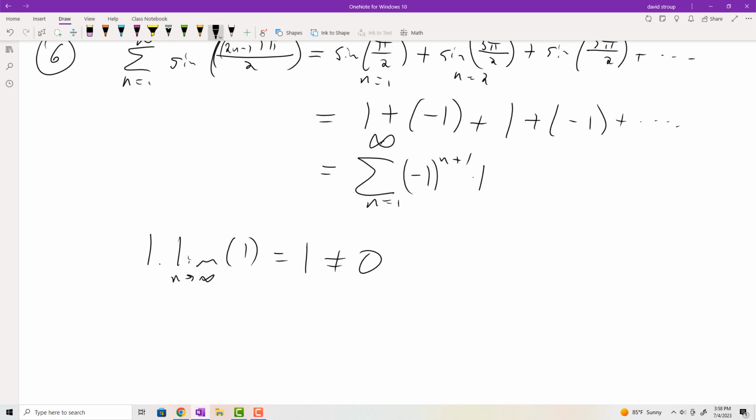You actually have to go to the nth term test and say the limit of negative 1 to the n plus 1: the odd terms go to 1, the even terms go to negative 1, and therefore the limit will not exist, and therefore it's not equal to 0, and then by the nth term test, it's divergent.